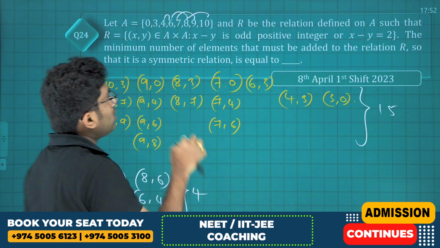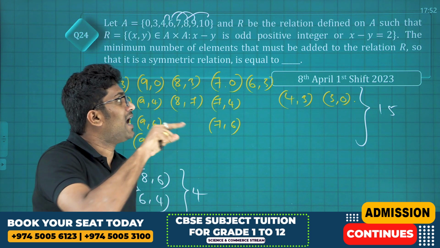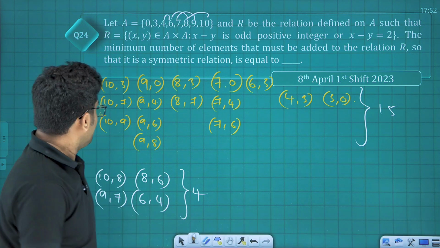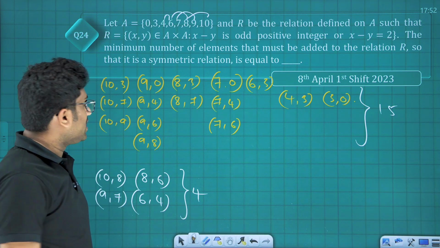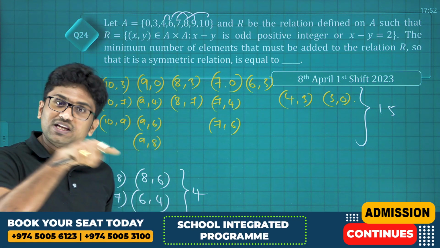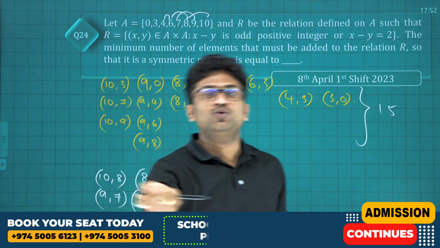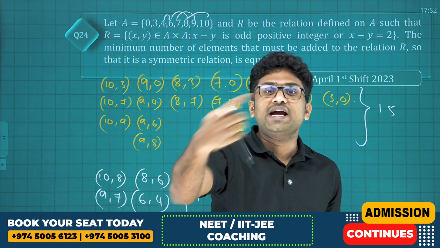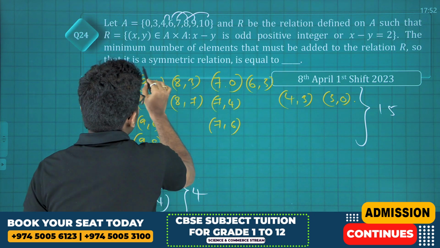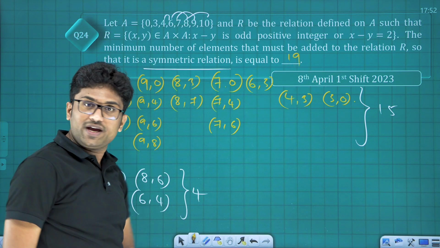Now what we are supposed to find is the minimum number of elements that must be added to the relation R so that it is a symmetric relation. For (10, 3) to make it symmetric, we have to add (3, 10). For (10, 7), (7, 10). That means for each element, we have to add one more element. So for 19 elements, 19 more elements should be added so that the relation will be symmetric. Hence the correct answer is 19. Next.